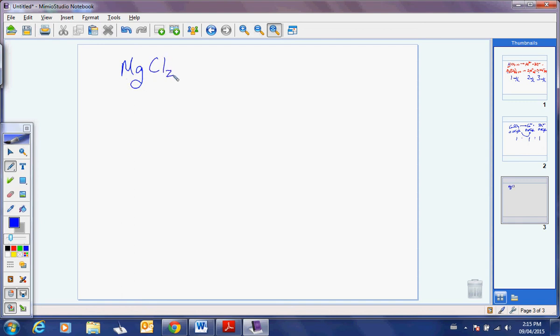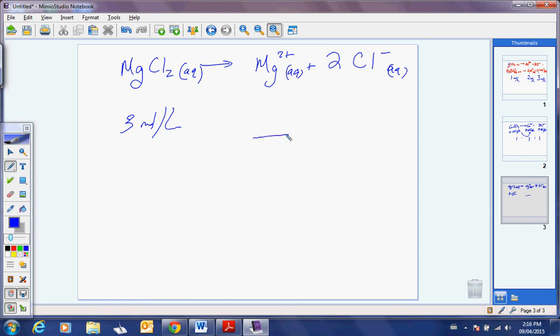So let's make it a little harder and do magnesium chloride. When I drop magnesium chloride into solution, what does it become? Mg2 plus and 2 Cl minuses. What are the states? Aqueous. Sometimes this is aqueous, sometimes it's solid. It depends on whether it tells you a solid was dropped in or whatever. And in this magnesium chloride solution, it was a 3 mole per liter solution of magnesium chloride. What are the ion concentrations? What is the ratio? You tell me. 1 to 1 to 2. So therefore it's 3 to 3 to 6.